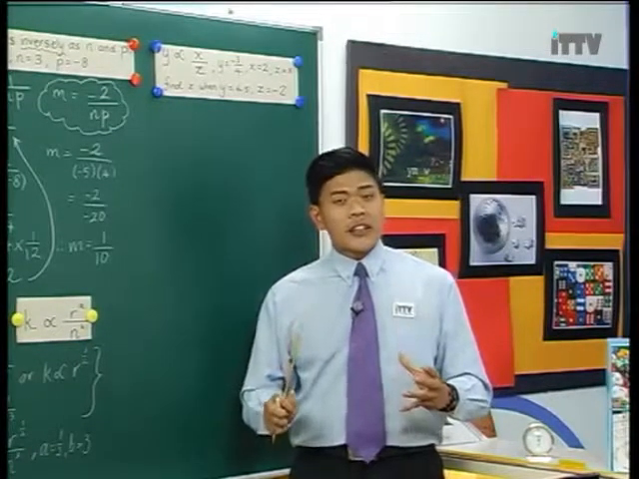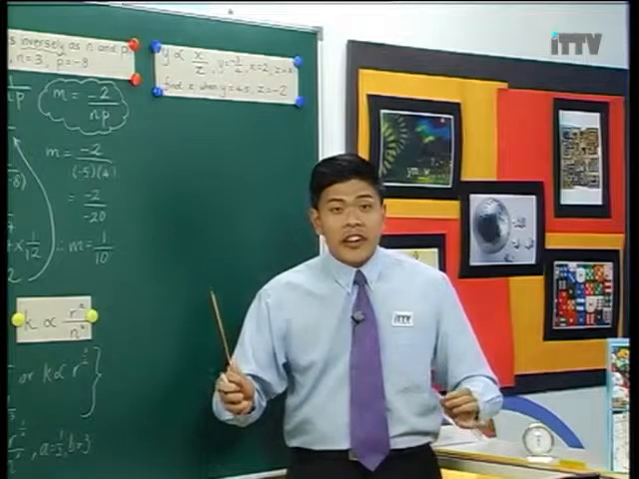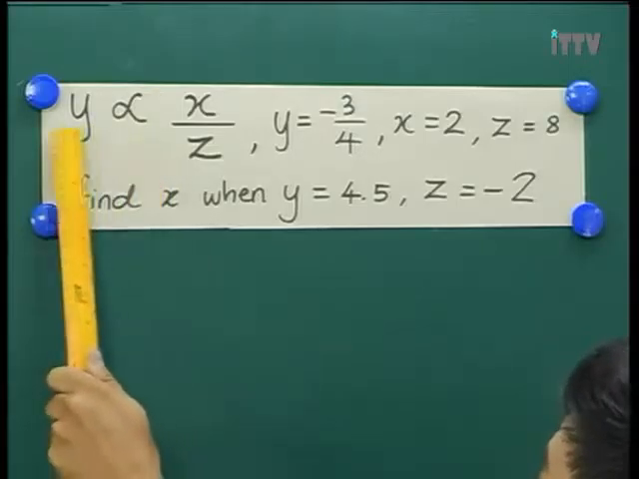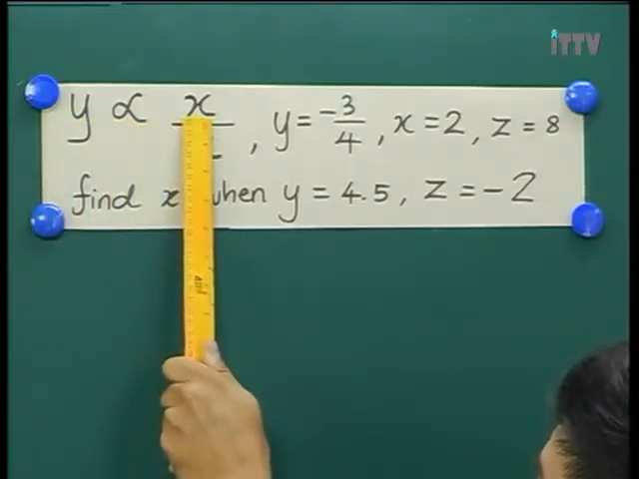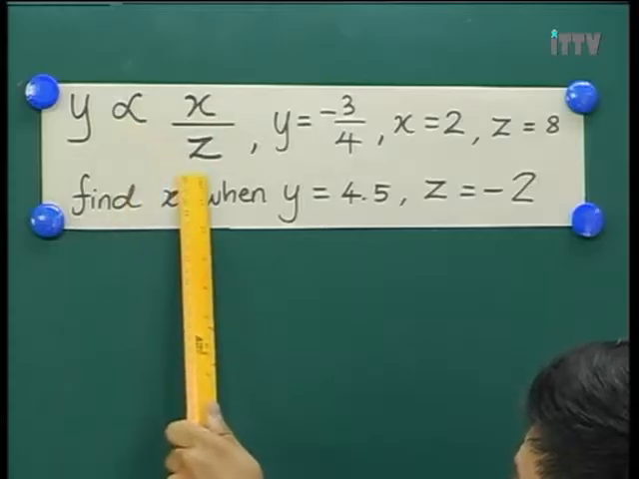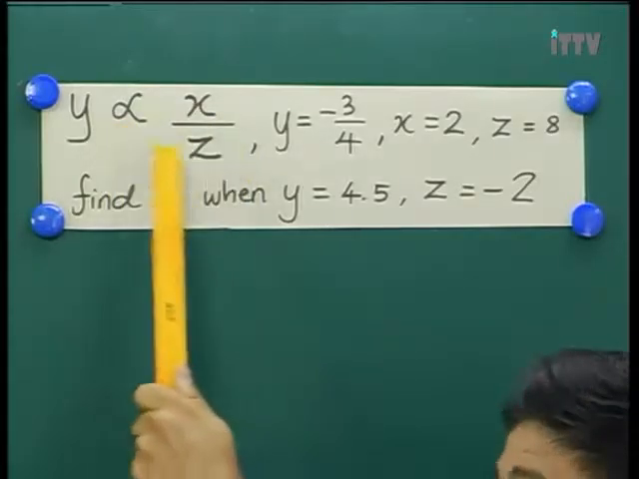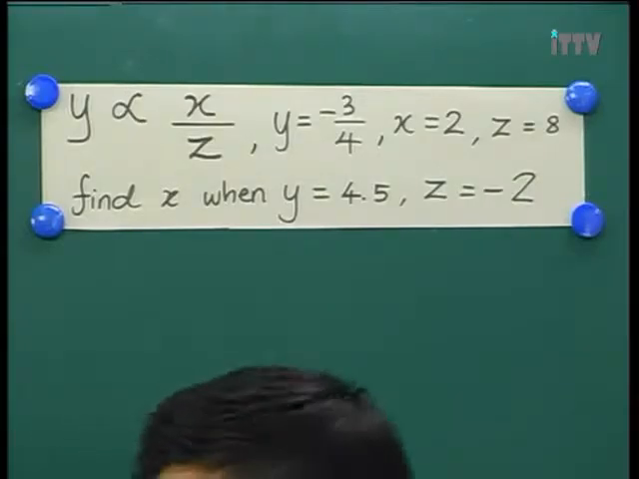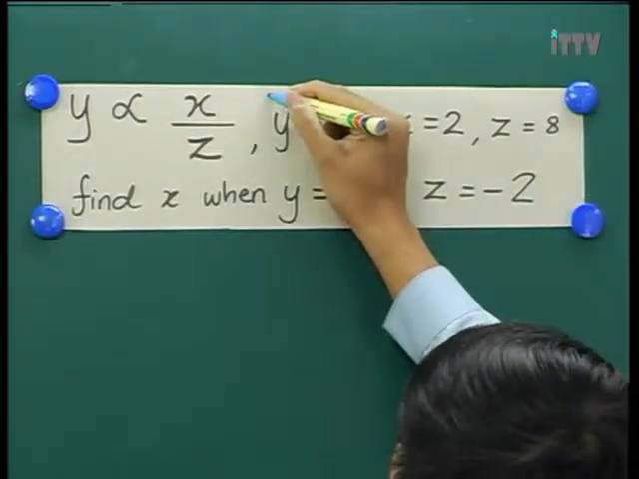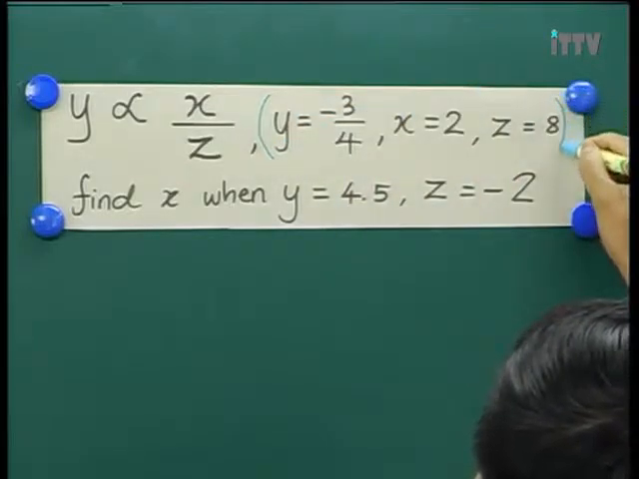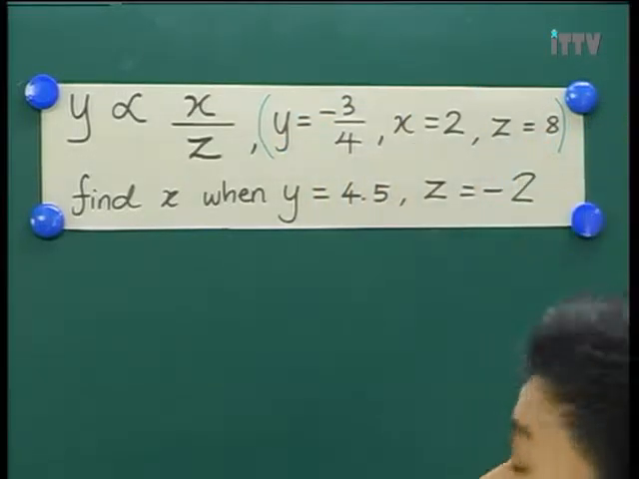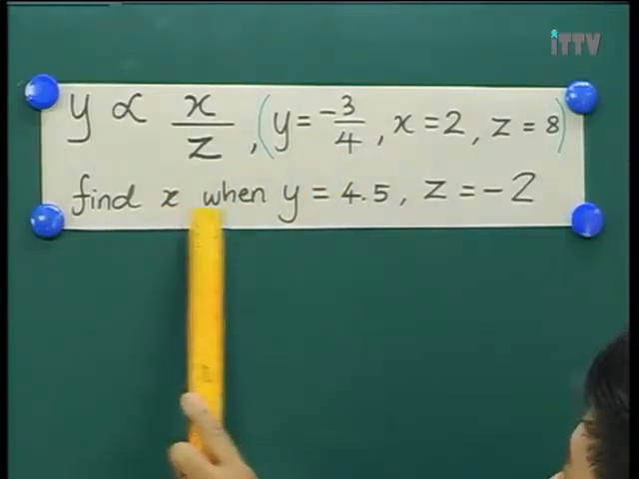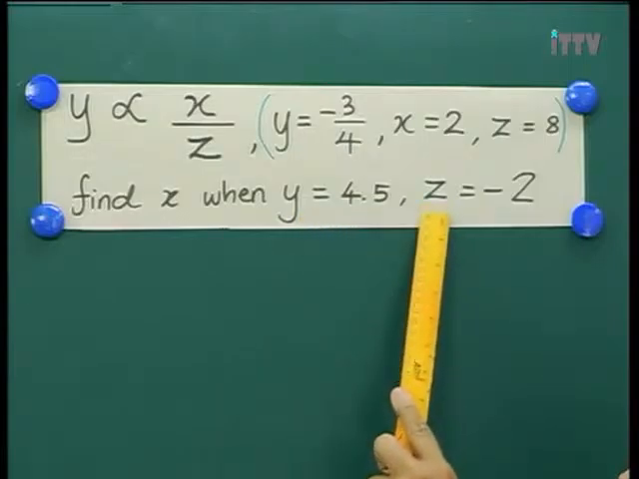Okay, so 3 quantities, 1 direct, 1 inverse variation. So immediately put it in variation form like this. y varies directly as x, so the x goes on top, and inversely as z, so z goes to the bottom. We have already combined the 2 variations. And notice that we are given a set of values. What do you think is the purpose of this one? It is actually to find k, and once you have gotten that, you can find x when y equals 4.5 and z equals negative 2.